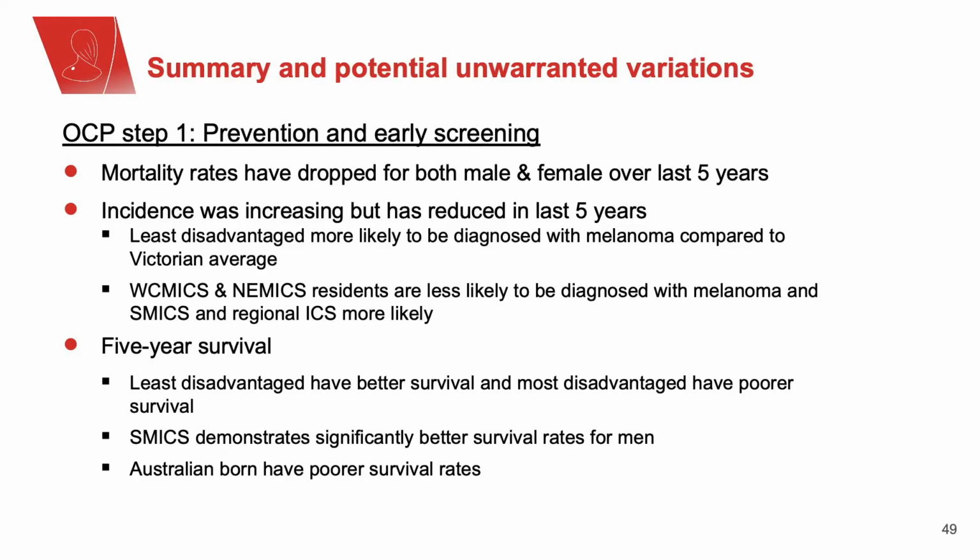So the summary and potential unwarranted variations. This is the first step of the optimal care pathway, prevention and early screening. Mortality rates have dropped for both males and females over the last 5 years. Incidence was increasing, but has reduced in the last 5 years. However, the least disadvantaged are more likely to be diagnosed with melanoma compared to the Victorian average. WMICS and NEMICS residents are less likely to be diagnosed with melanoma, and SMICS and regional ICSs more likely. For 5-year survival, the least disadvantaged have better survival, and the most disadvantaged have poorer survival.